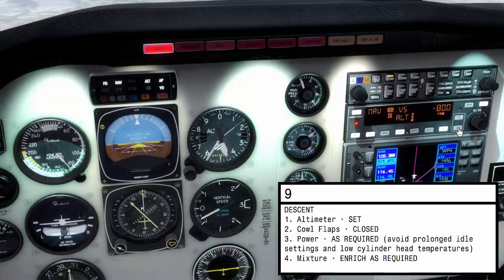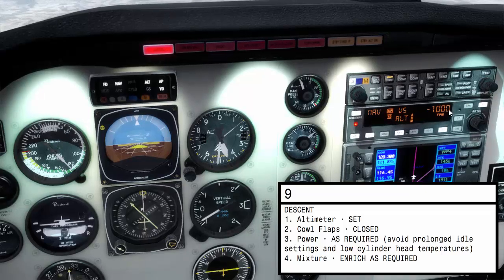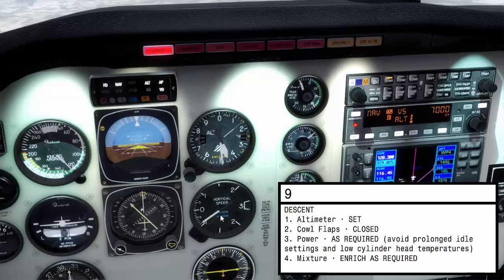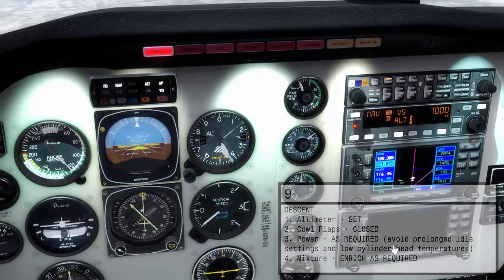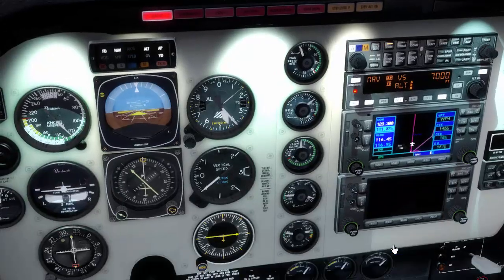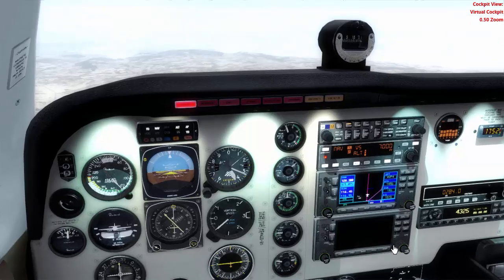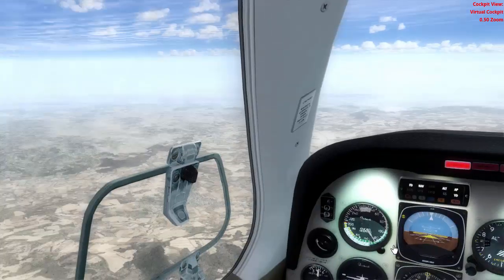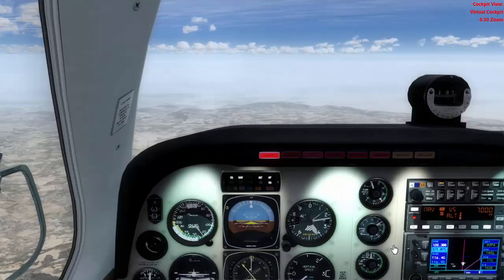And when we limit the fuel, we get some warning. You see "gear up", but don't worry about that. That is completely normal. Okay, we're doing the descent checklist. So altimeter is set, cowl flap closed, power as required, and mixture is enriched as required. We are too high, so we don't need to enrich the mixture yet. We will enrich the mixture when we get to 4,000 feet or more or less an altimeter value like that.